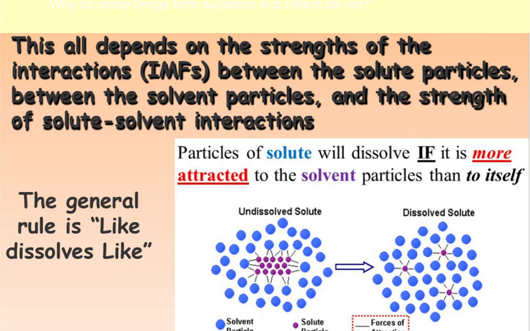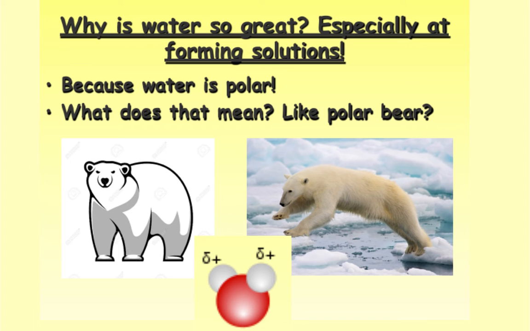There's a general rule. We say like dissolves like. And what that means is that the more things are alike in their properties, the more likely they are to dissolve each other. Particles of a solute are going to dissolve if it is more attracted to the solvent than it is to itself. So it has to want to be in the solvent more so than it wants to hang on to itself. There's another factor here when we're talking about items dissolving into something.